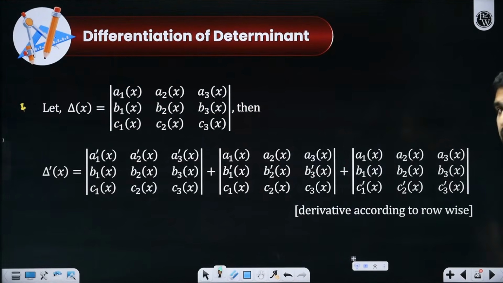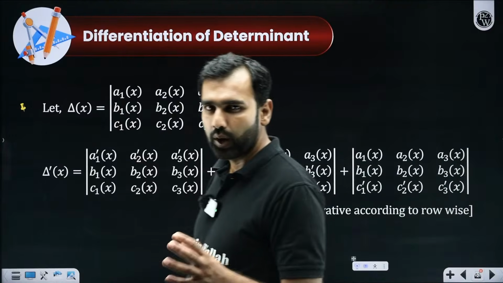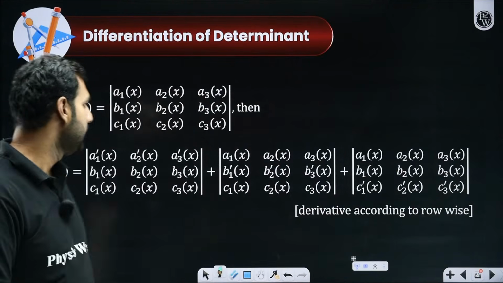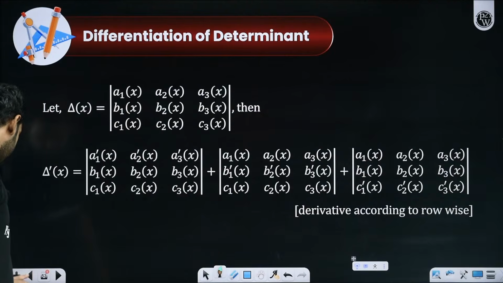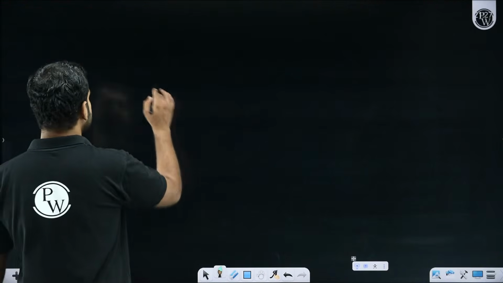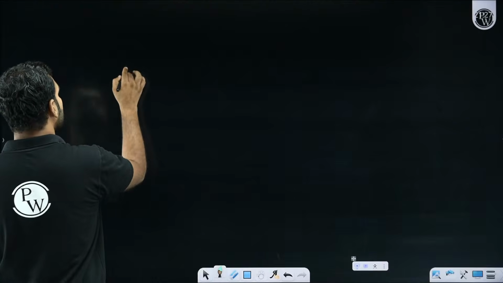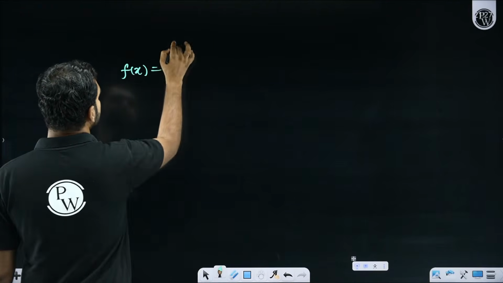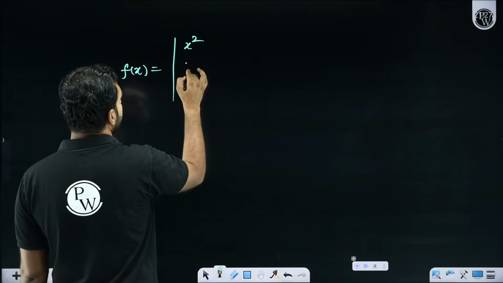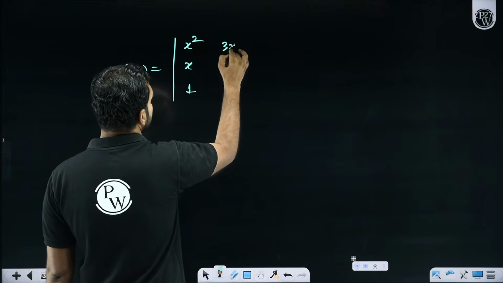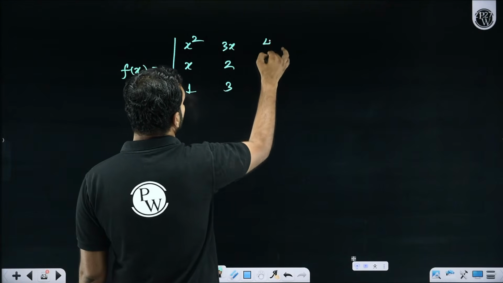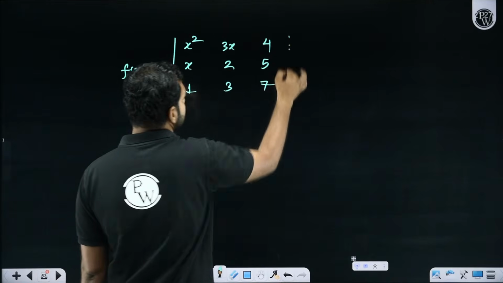Now, they say that even if you want, you can differentiate a determinant as well. I'll not confuse you with this particular expression. I'll simply tell you how you differentiate. Let's say there is delta, or let's call it a function, and it is given as a determinant, let's say x square, x, 1, then 3x, 2, 3, and then 4, 5, 7. Let's say this is a determinant.